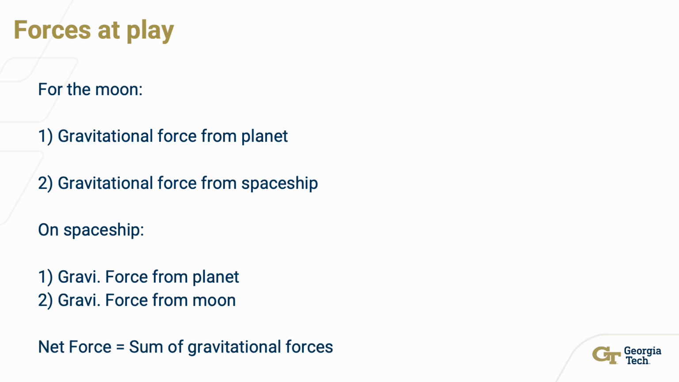The forces at play here are, on the moon, the gravitational force of the planet and the gravitational force of the spaceship. And on the spaceship, there is a gravitational force of the planet and that of the moon acting on it. The net force on each of these objects is just the sum of these gravitational forces.